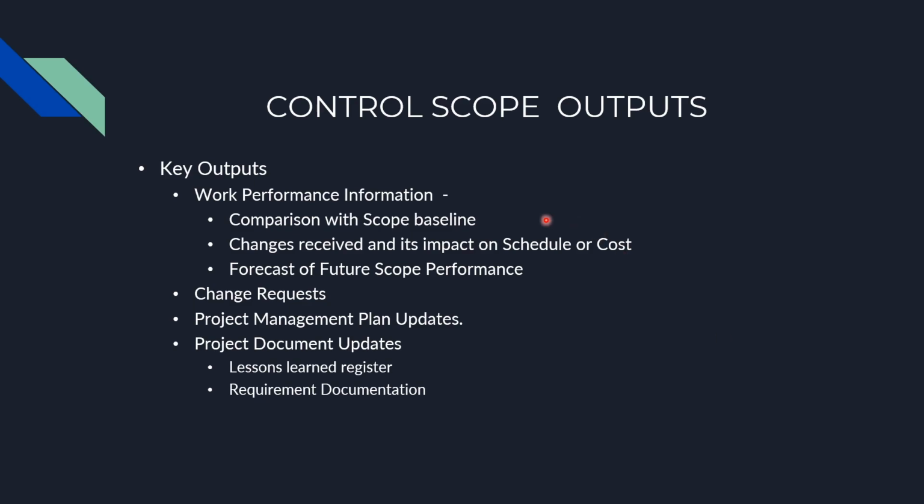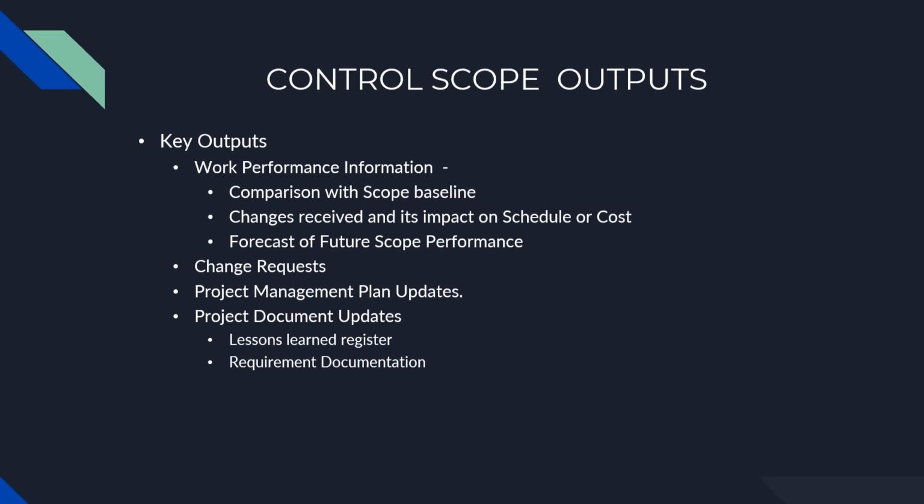In terms of outputs for control scope, there is work performance information, which compares the current progress versus the scope baseline, what changes we have received, and what the impact of the changes is, whether on schedule or cost. Then change requests: if any plan needs to be updated due to control scope, we need to update our project management plan. It also leads to project document updates for lessons learned and requirements documentation.